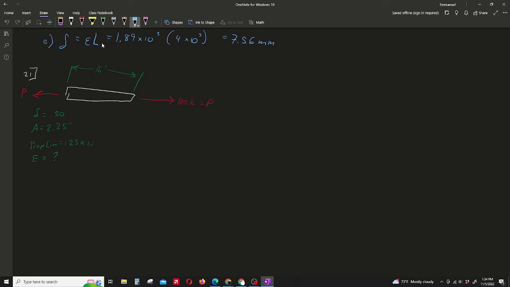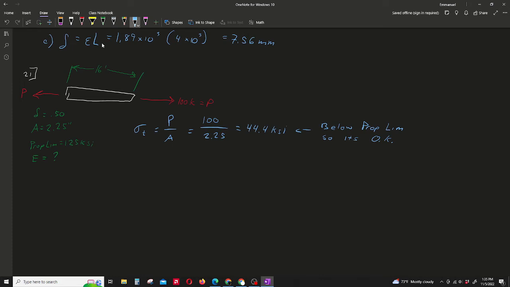Yeah, so in order to solve this problem, first we need to solve for that stress, P over A, which is going to equal 100 for P, divided by 2.25. They give us that directly, and we get 44.4 KSI. As the proportional limit is 125 KSI, this here is below the proportional limit, so it's okay.